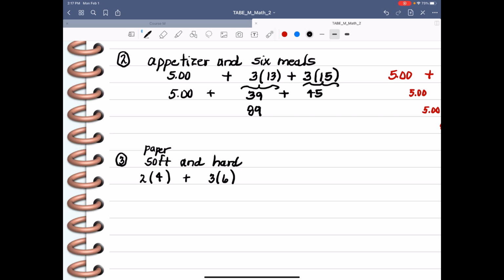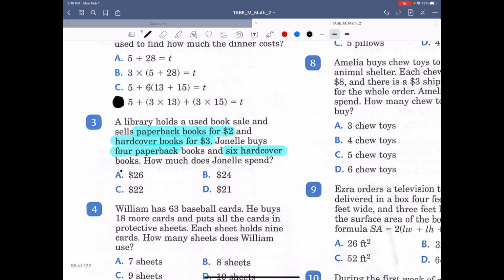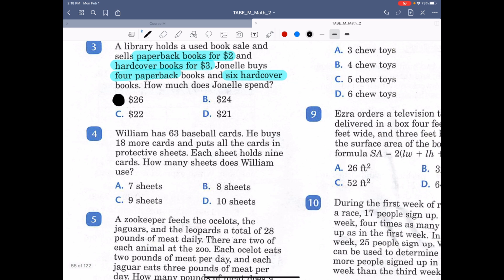So following the order of operations, I will multiply first. So I have 8 and 18, and then add what I have left. I'm thinking $26, and that is answer A. Number 3 is A. Number 4.